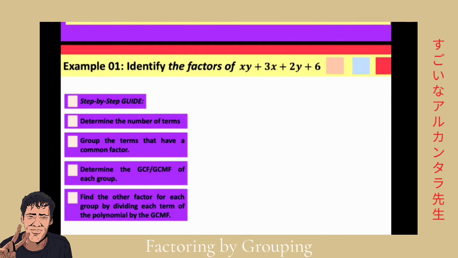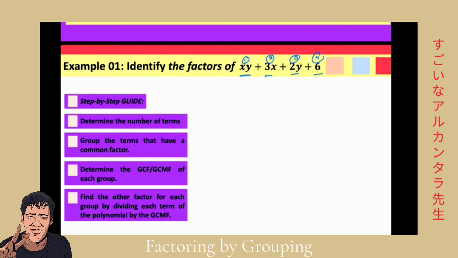Now, in this case, we determine the number of terms. You can see that we have here xy as the first term, 3x as our second term, 2y as our third term, and 6 as our fourth term. The beauty of factoring by grouping is that we can have a couple of different solutions here depending on the given. So what I'm going to show first is the first way of solving this.